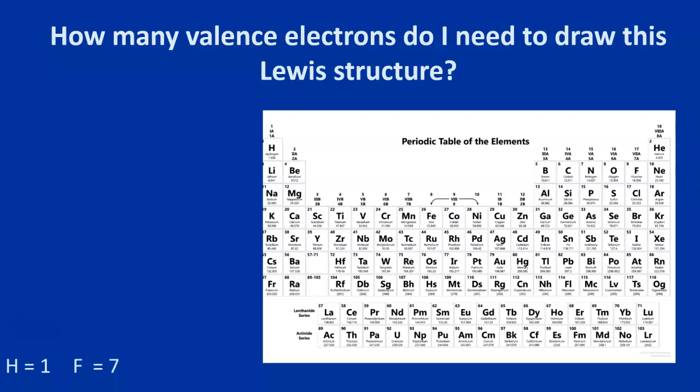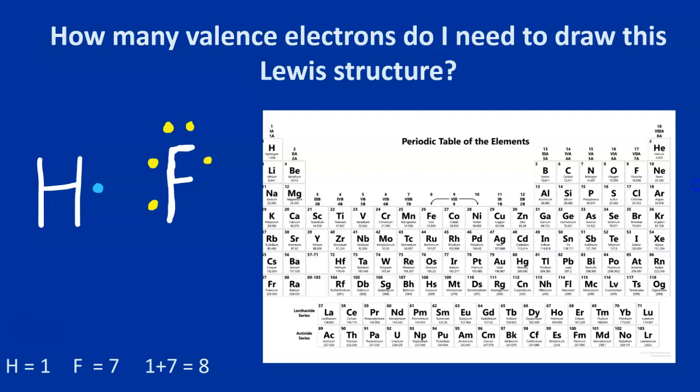So the very first thing I want to note is I have a hydrogen fluorine. That's straight out of your handout. Your hydrogen has 1 valence electron. Your fluorine has 7 valence electrons. I add that together. I'm looking for a total of 8 valence electrons between the hydrogen and the fluorine. So if we draw it out, I have a hydrogen and I have a fluorine. Remember, I said my hydrogen has 1 valence electron and my fluorine has 7 valence electrons.